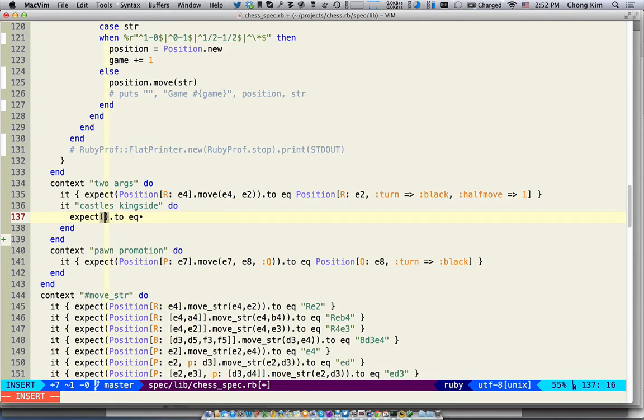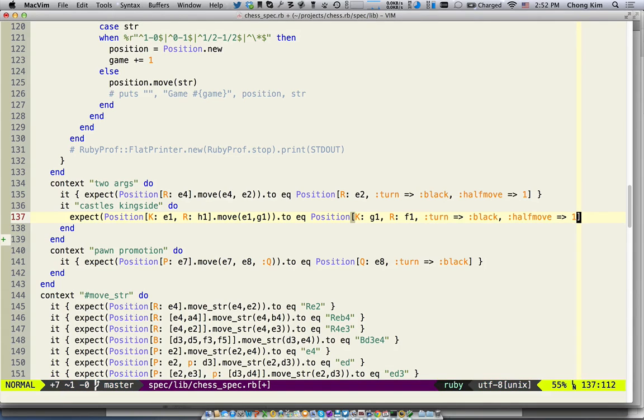So if I have a position with a king on e1 and a rook on h1, and I make a move from e1 to, not e, g1, this should be considered castling, and I should expect this to end up with a position with the king on g1, but the rook would also be moved to the f1 square, and the turn is black, and a half move is 1. Okay, all right, so that's 1.